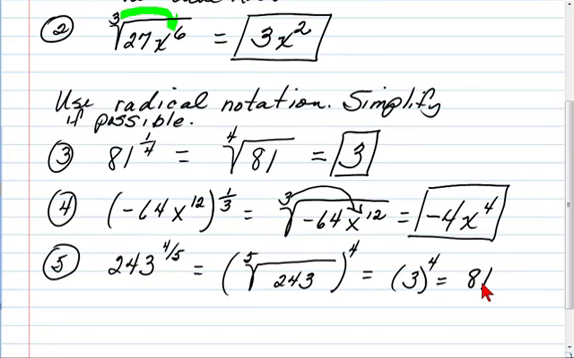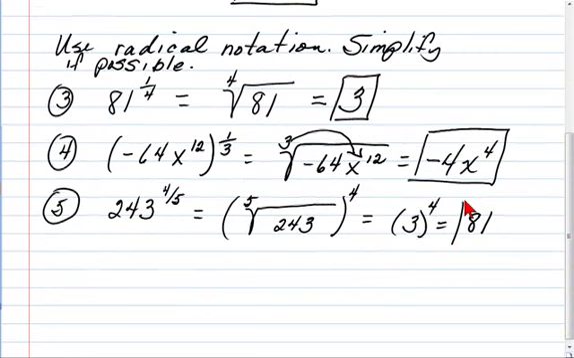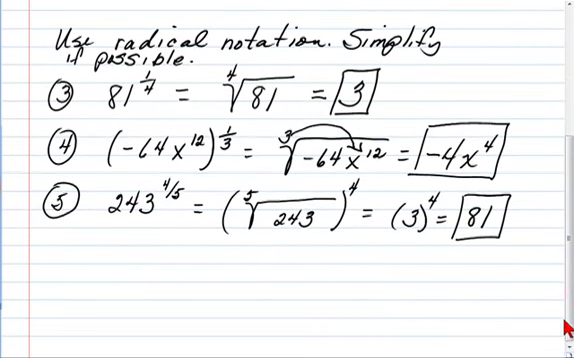81. So when you have both a numerator and denominator, neither one of them's a 1, you can do them in either order. I like to usually take roots and then raise to powers. So I was able to simplify each one of those. Your test will be multiple choice, and you'll be able to see what kinds of answers are waiting for you.